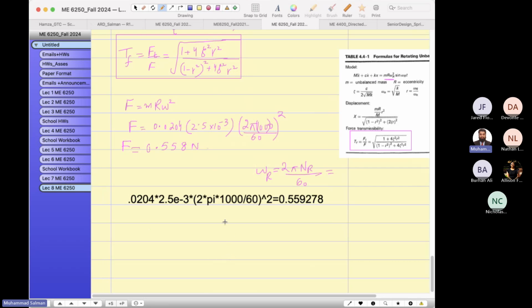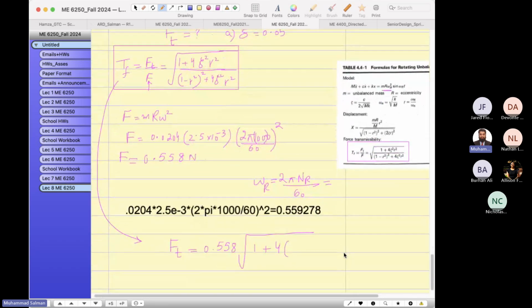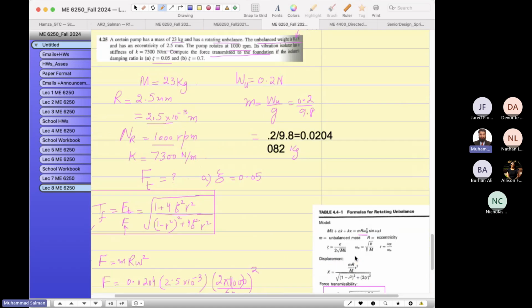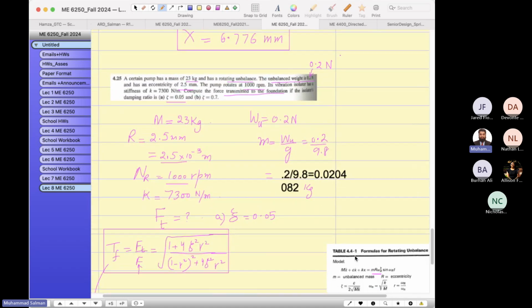Now this F has been found, which is over here. And let's plug it in, or let's use this formula here. So I can write F sub T equals 0.558. Let's plug in the values here. 1 plus 4 times zeta for A is 0.05, 0.05, 0.05 square. What is R? We have not found it yet, but we can find it now.